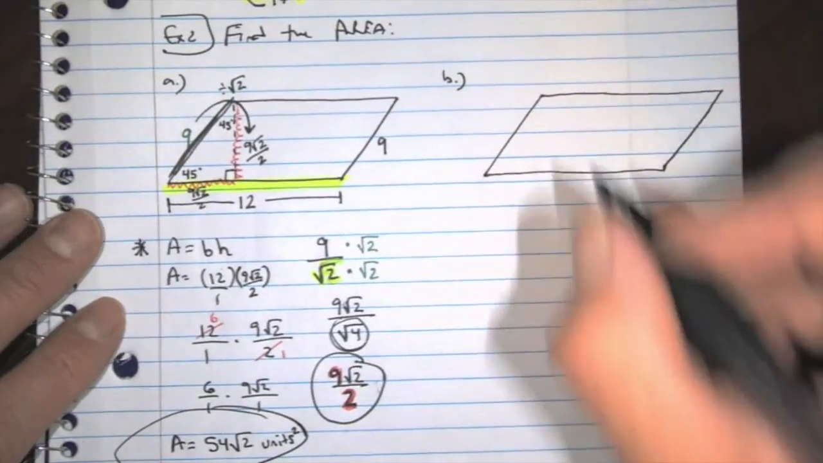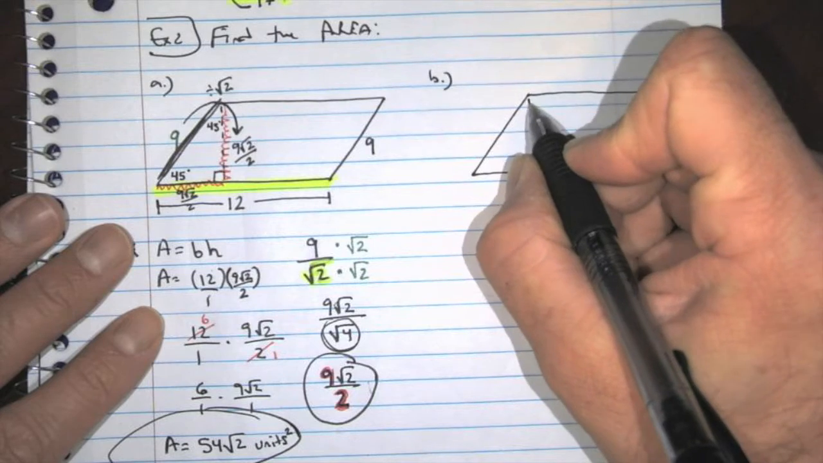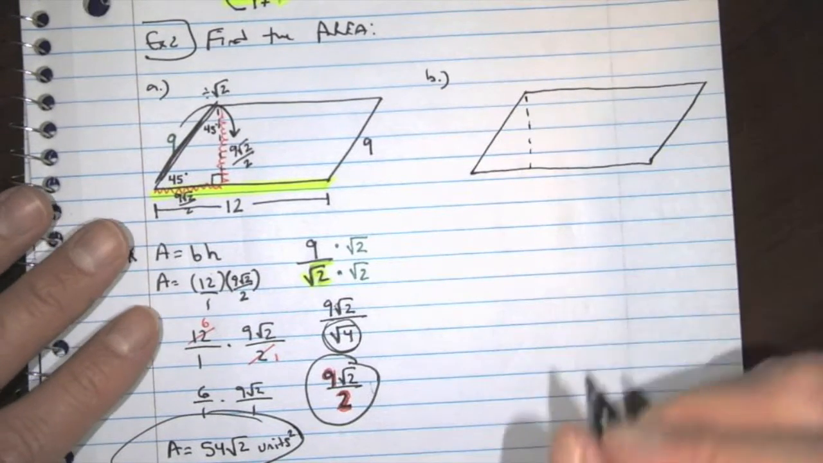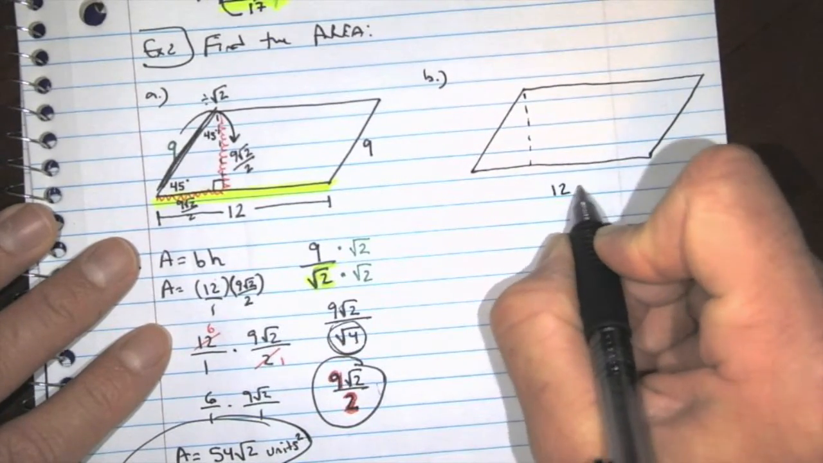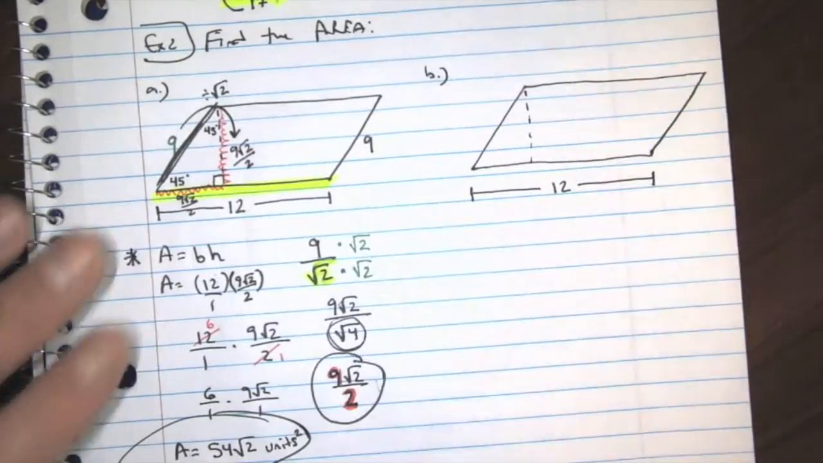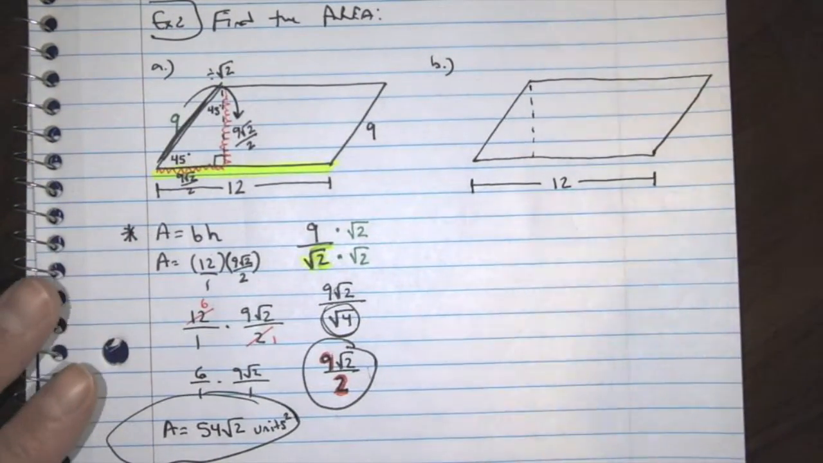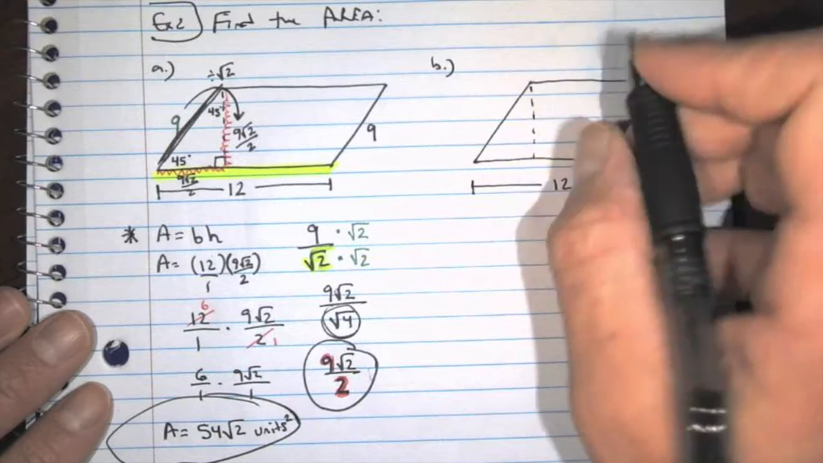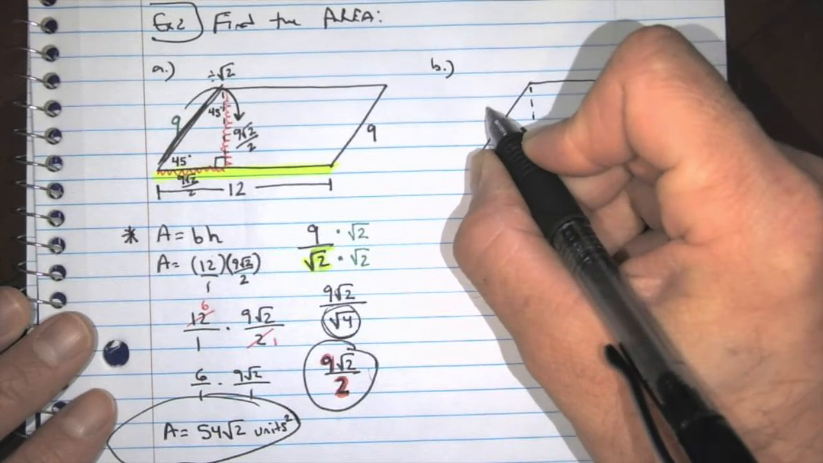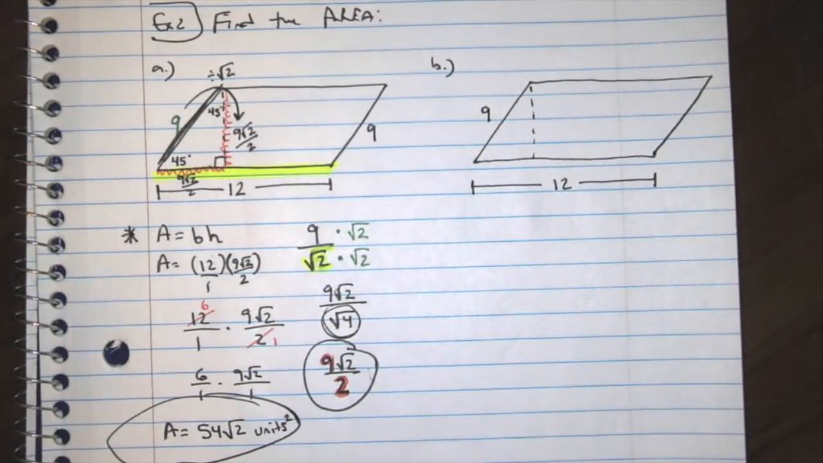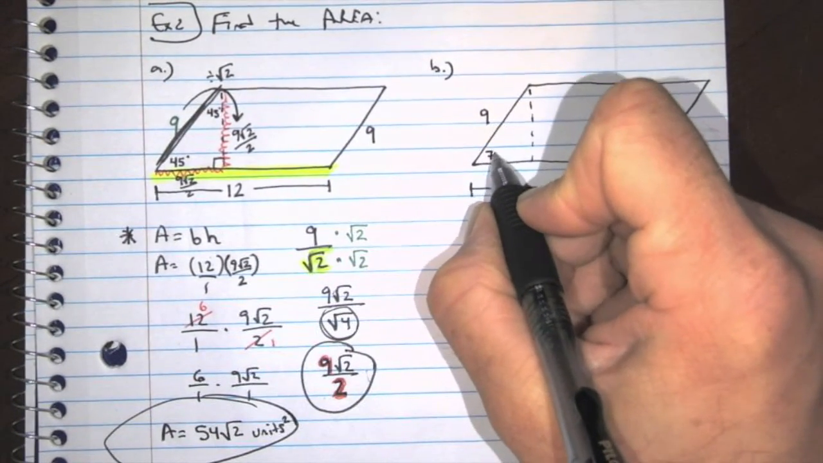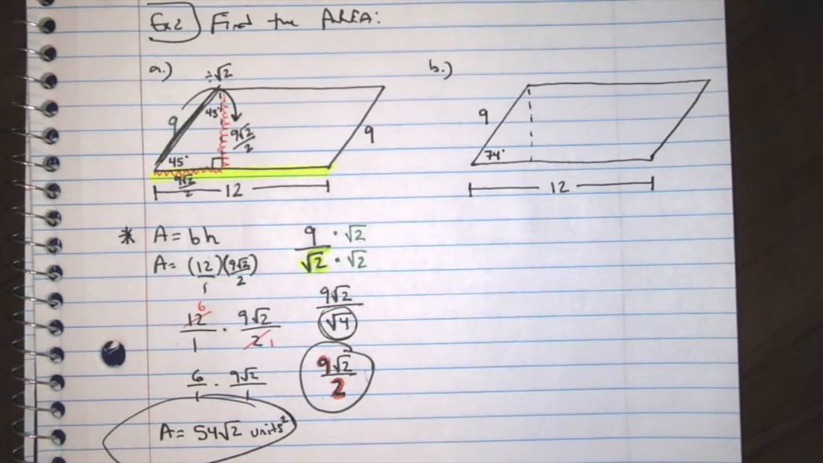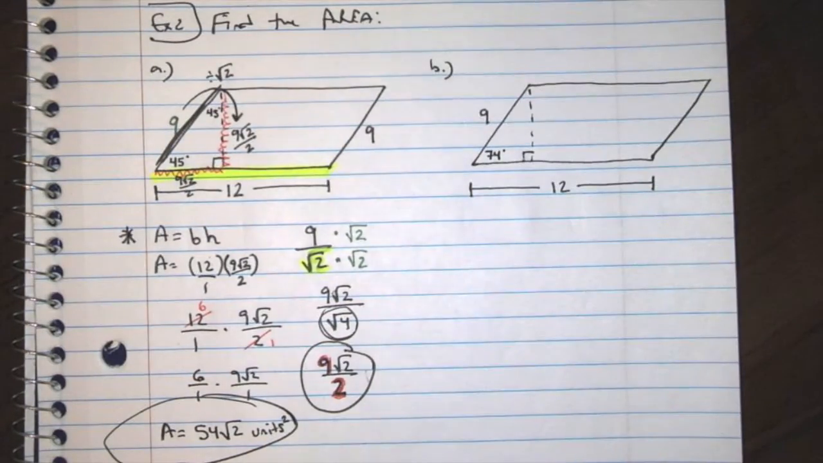Over here, let's give you the exact same thing. Let's say, just for simplicity's sake, I'm going to use the same exact thing. 12, same base. And let's say you knew this side was, I don't know, 9. What if this wasn't a 45, 45, 90 triangle? Let's say it was 74 degrees. Everybody, 74 degrees. And you had to find the area of that.